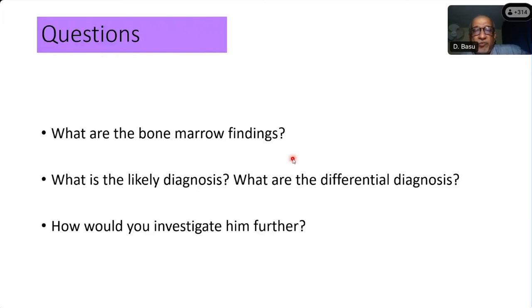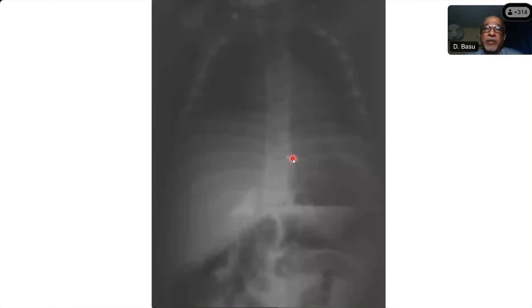Any other investigation you would want to do? We ordered just an X-ray abdomen. I'll tell you why I did not really think it is Niemann-Pick. I'll show you cells of Niemann-Pick. I ordered an X-ray abdomen and this is what we got. Can anyone identify what is there in this X-ray abdomen?